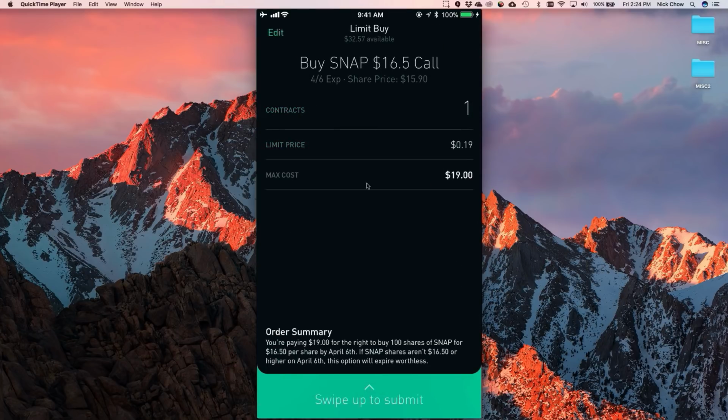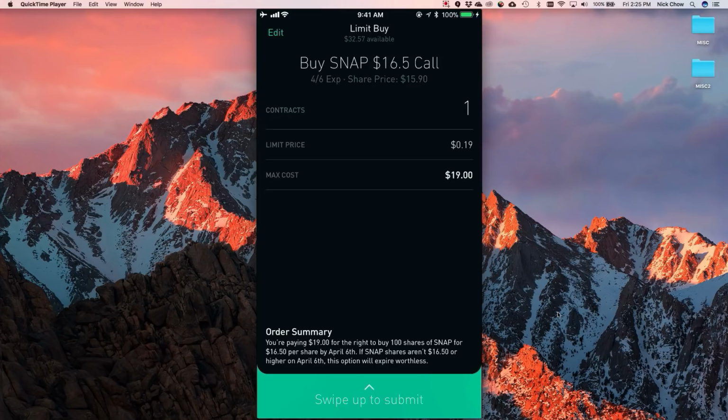Okay, so I just want to show you that at the bottom here, it says order summary. You're paying $19 for the right to buy 100 shares of Snap for $16.50 per share by April 6th. If Snap shares aren't $16.50 or higher on April 6th, this option will expire worthless. So kind of what I was saying before, there's a lot of things going on here. At least Robinhood tells you what your risks are here.